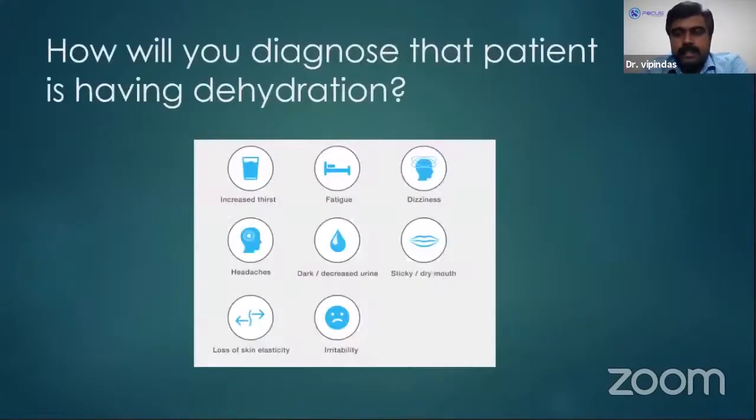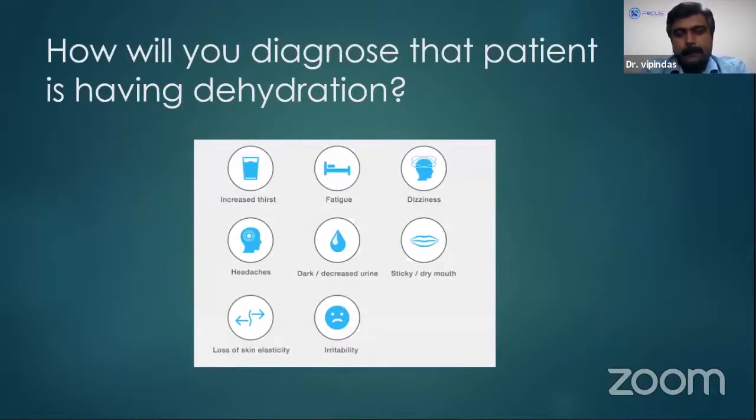Once disruptions happen in this mechanism, it leads to dehydration. Suppose a patient comes with dehydration, how will you diagnose? The patient will have increased thirst, fatigue, dizziness, headache, and decreased urine output. The patient may experience dry mouth, there will be loss of skin elasticity, and the patient will be very irritable. So these are the symptoms of dehydration.